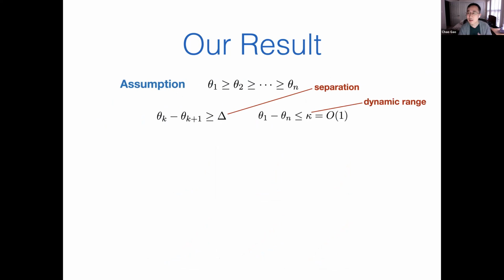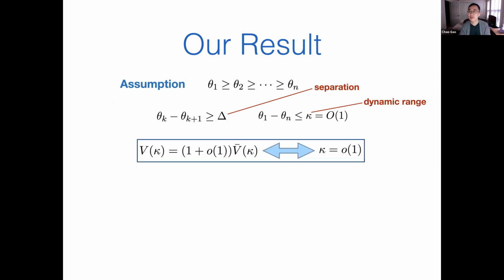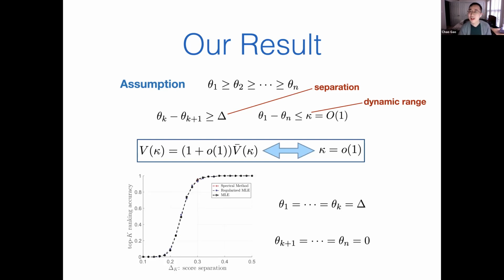All right, so let me remind you, delta is our separation parameter and kappa is the dynamic range. And the previous lemma just implies that the two variance functions are equivalent if and only if kappa is of smaller order. This actually explains why you see this exact equivalence in terms of numerical performance in the two-group model, right? In this two-group model, by definition, kappa is delta. So either kappa is little o of 1 or delta is very large, right? So by our theory, we can predict that the performance of the spectral method and the MLE are the same, right? And this is essentially the only setting where you can see such a performance.